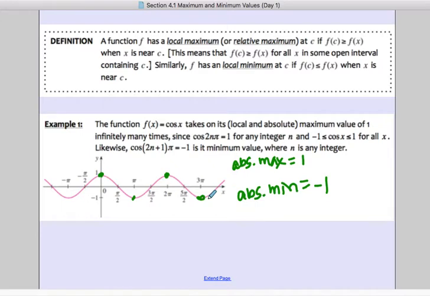And that's okay as long as they are the biggest number together. So they're all a high value of 1. These are all a low value of -1. So anywhere there is a y value of -1 on cosine, that's an absolute min.